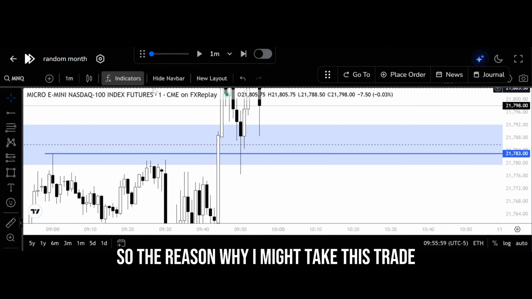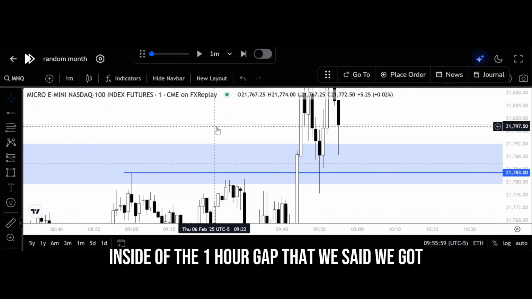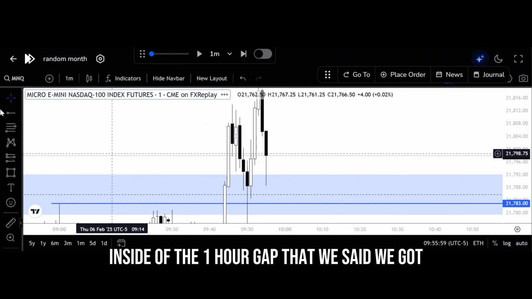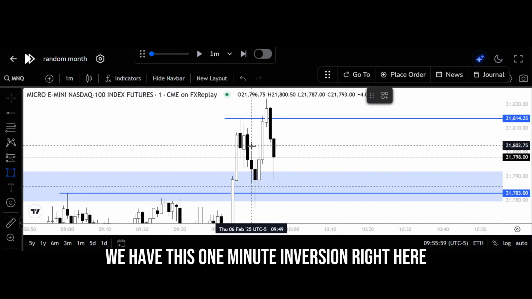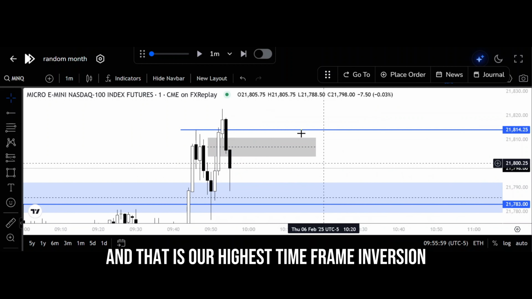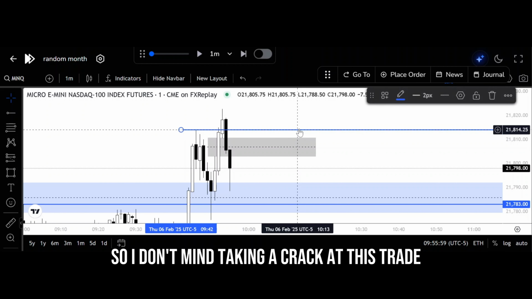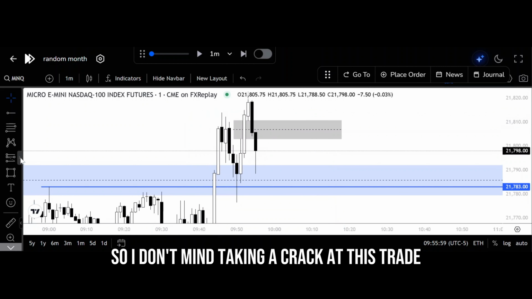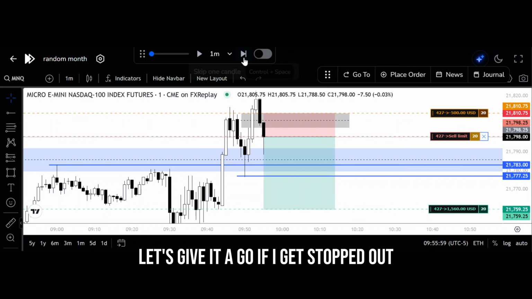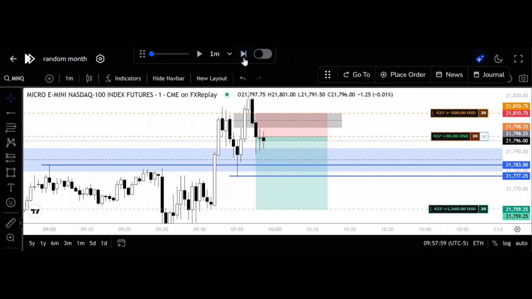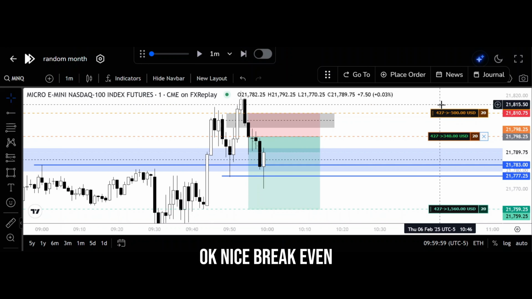The reason why I might take this trade is because we've swept this high inside of the 1-hour gap that we said we got. We also had a resweep of the high we just created. We have this 1-minute inversion right here, and that is our highest time frame inversion. So I don't mind taking a crack at this trade. This is our break-even point, and I don't mind taking a trade like this. Let's give it a go. If I get stopped out, I'll get stopped out. Okay, nice. Break-even.